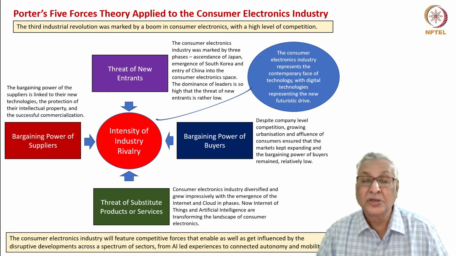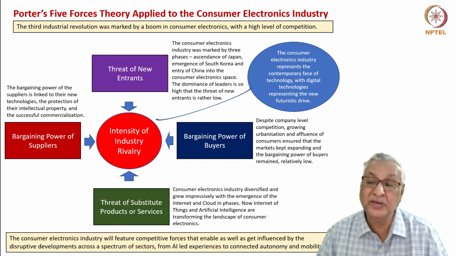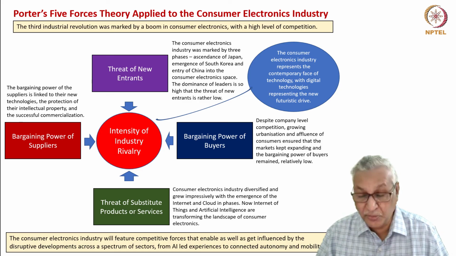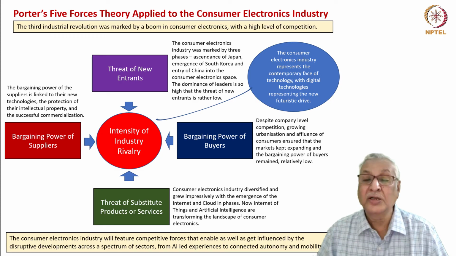The dominance of leaders in the consumer electronics space is so high that the threat of new entrants is now rather low. The bargaining power of buyers is relatively low because despite company level competition, growing urbanization, and affluence of consumers, the factors ensured that the markets kept expanding, but the bargaining power of buyers remained relatively low. It is a kind of paradoxical situation. There is more capacity that is already always available. There are more technological developments that are always taking place. There are more powerful brands than ever. The existing brands are becoming powerful day by day.